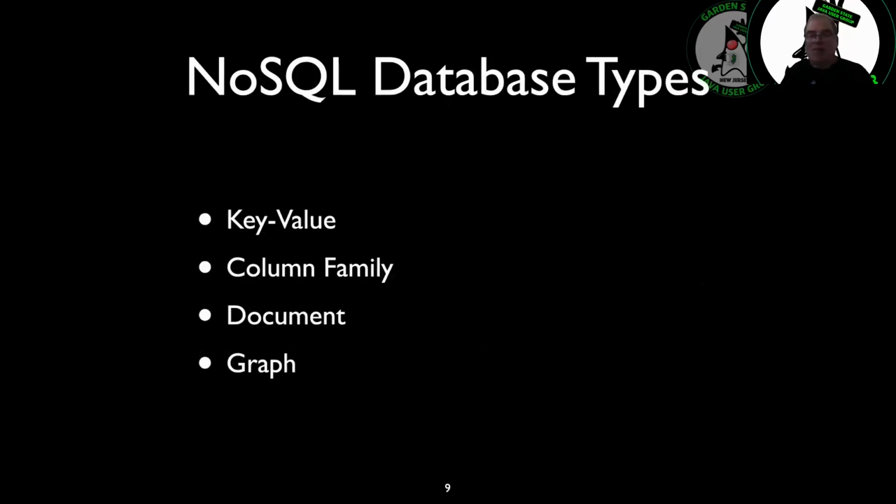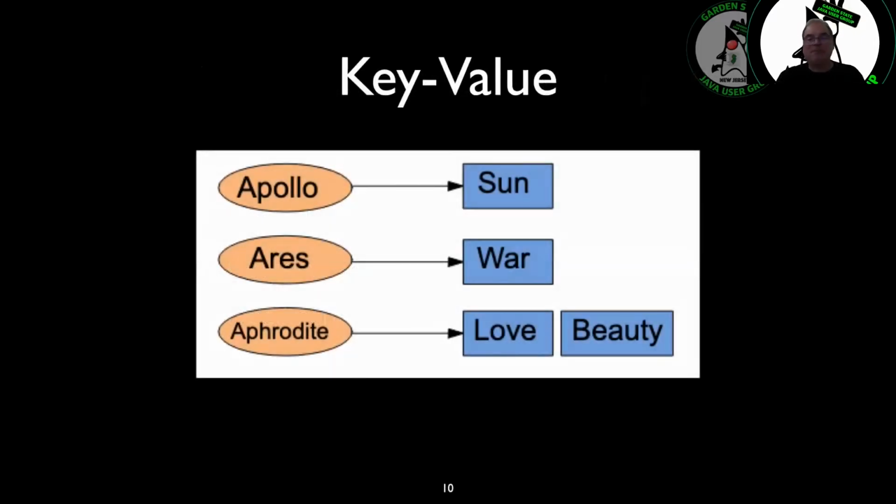There are 4 types of NoSQL databases, and you can see them listed right there. We'll talk about those individually. So it's the key value, the column family, the document, and graph. And MongoDB is a member of the document database family. Well, we'll start with key value.